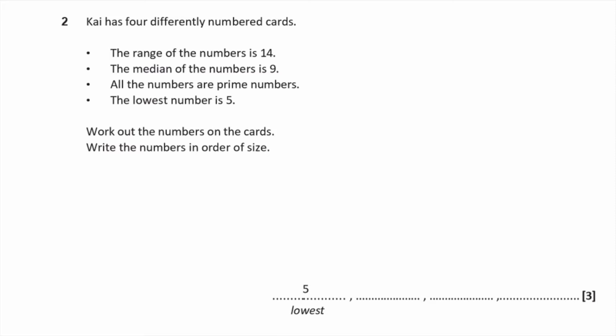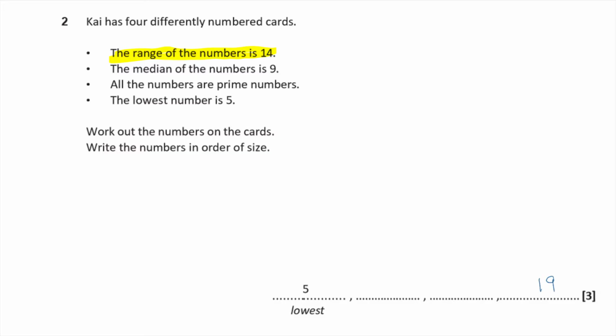Okay, so I've got the lowest on the left, which is 5. I've got 4 numbers altogether, so I've got 3 more to find. Now, I'm going to use the first fact straight away. The range of the numbers is 14. Now, if 5 is the lowest, then the highest is going to have to be 14 more than 5, isn't it? It's going to be 19. So I've got 2 now, 5 and 19.